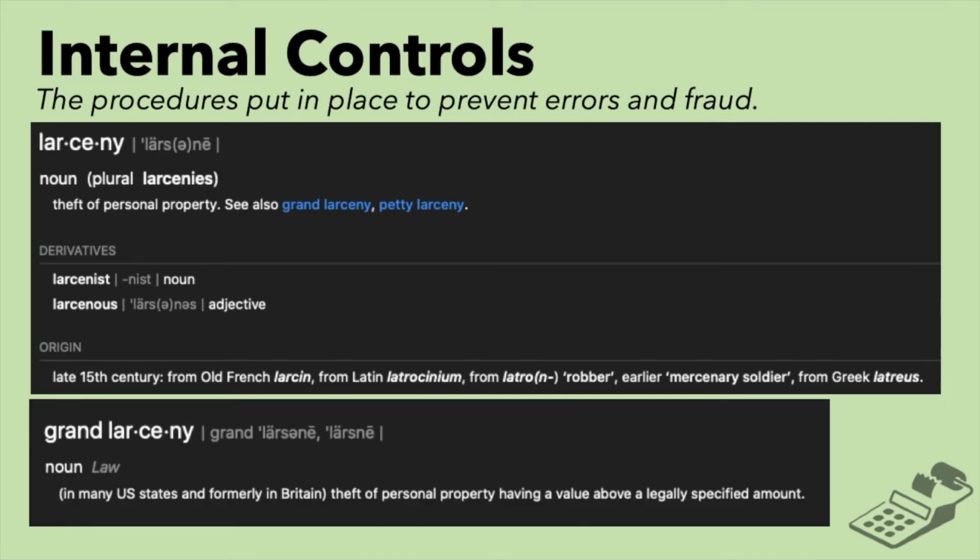Grand larceny, in many U.S. states and formerly in Britain, is the theft of personal property having a value above a legally specified amount. So that amount is dependent upon the state, dependent upon the country, but usually it's a legally specified amount.